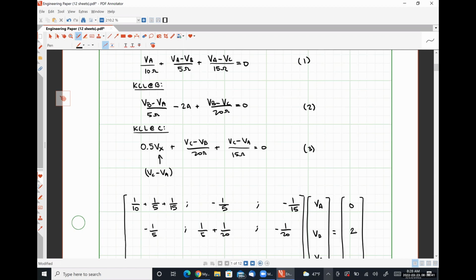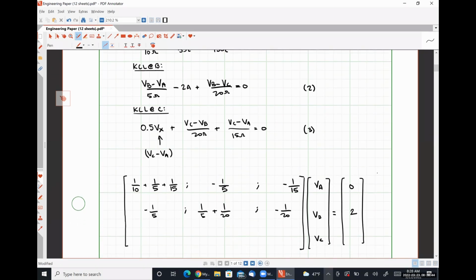For our third equation, our coefficient for VA is going to be negative 0.5 from the VX term. And then we're going to have minus 1/15 from that third term. Our coefficient for VB is negative 1/20. And our coefficient for VC is positive 0.5 plus 1/15. And there are no constant terms. We'll put that in as 0. Okay.